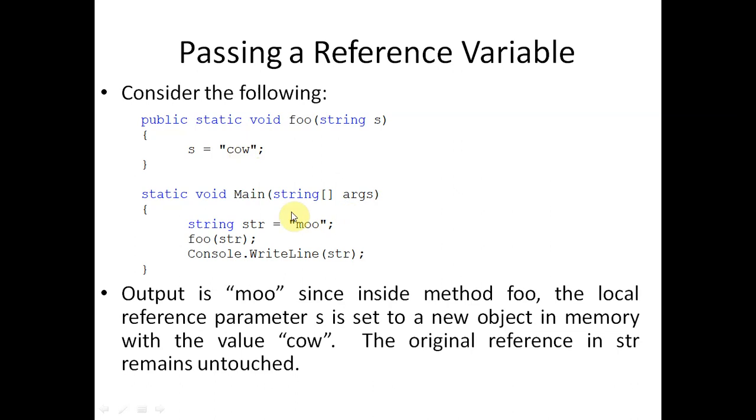Suppose we print this one. It will not print cow, it will print moo, because this is not call by reference. Although a string is a reference type, it will not affect the output, which is the same as in the main program. Inside the method, the local reference parameter s is set to a new object in memory with the value cow. The original reference str remains unchanged. So in this case, it will not change. This is the Java code, with public static void main.